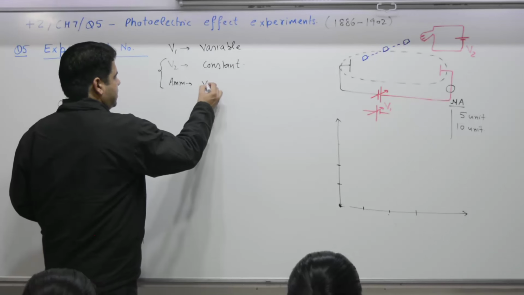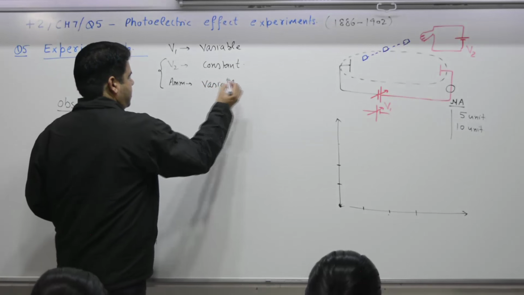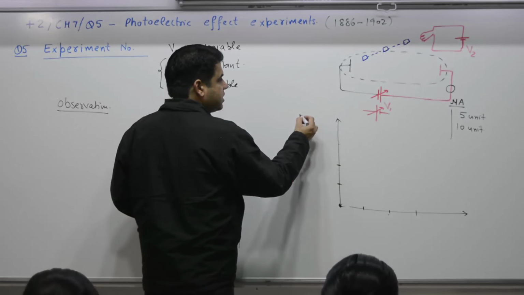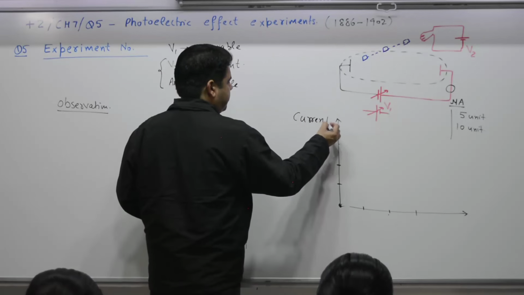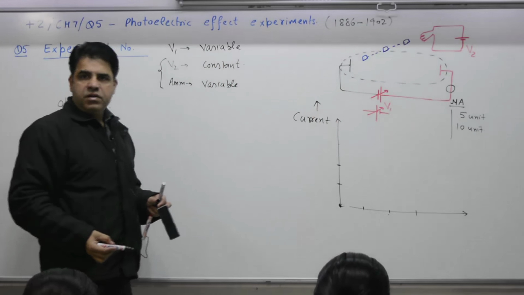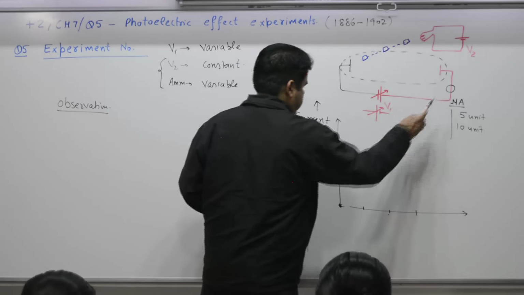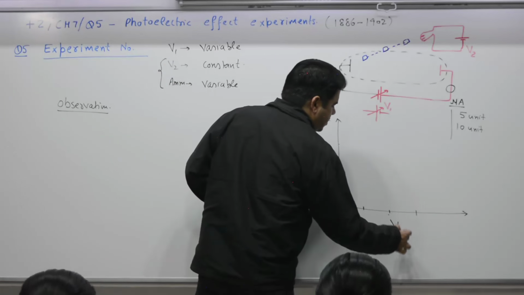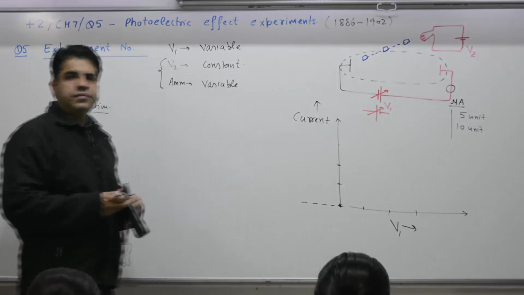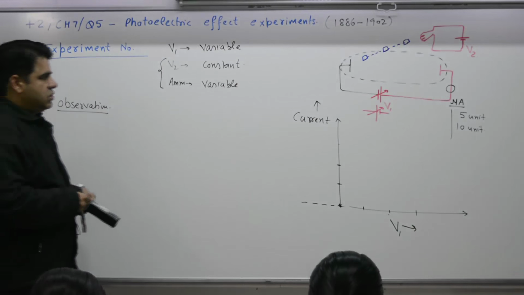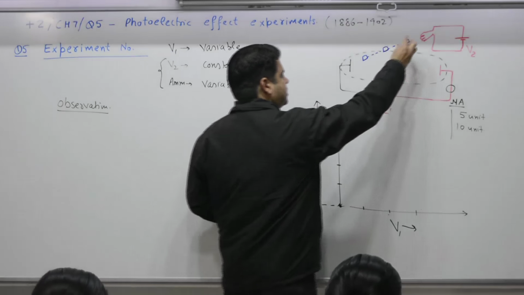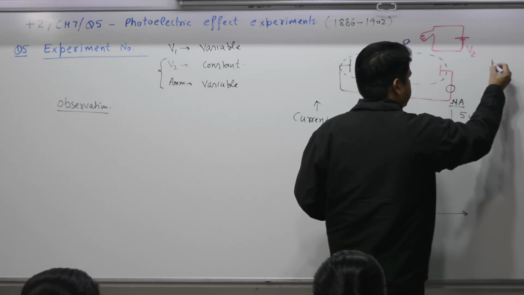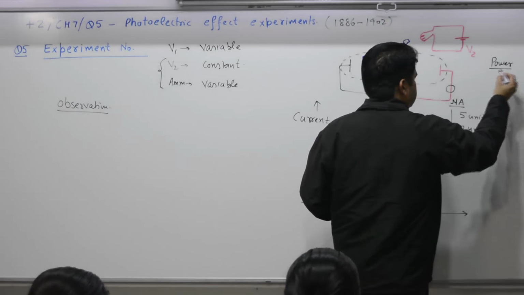Emitter, yes, variable. You have to plot a graph of what? Along the y-axis, current. How does this current vary when you vary this voltage, that means V1? If there is no voltage, this value is fixed. Say power is fixed, say 5 watt.